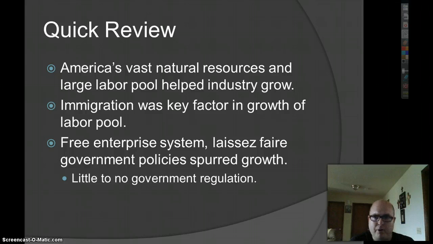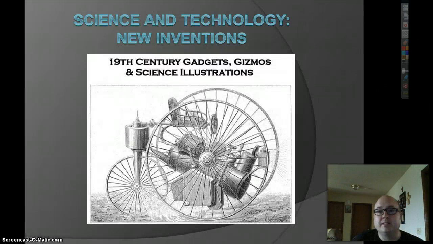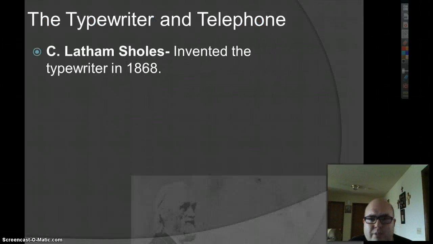A quick review of this part. America's vast natural resources and large labor pool helped the industry grow. Okay, to the 5 factors. Immigration was key to the growth of the labor pool, a key factor, the backbone of America. And then free enterprise system, laissez-faire government, whoa, hands off, does nothing, and industry grows. So natural resources, immigration, laissez-faire government policies allows America to industrialize. Alright, many new inventions started this time.